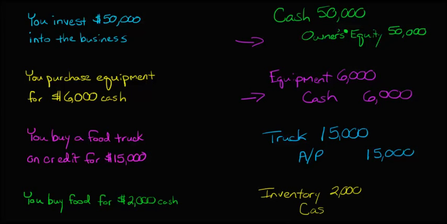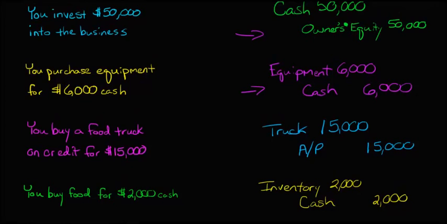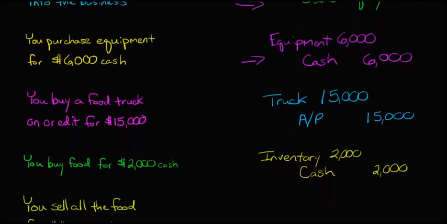So we're going to credit cash for $2,000. Okay. Now, if we had bought that food on credit, then we'd credit accounts payable, but we didn't. We paid cash in this instance. So we just have the assets going up and the assets going down. Up by 2,000, down by 2,000, so there's no effect.